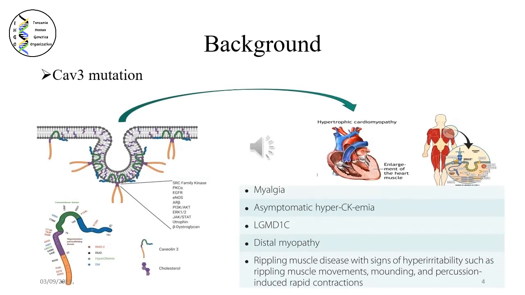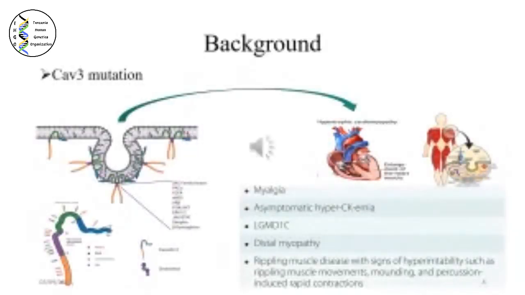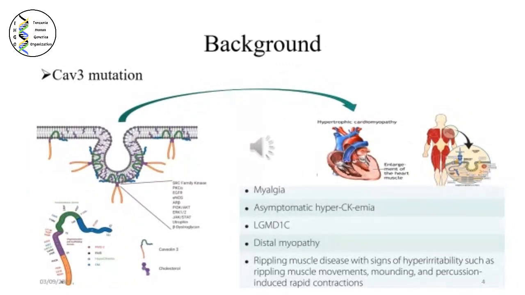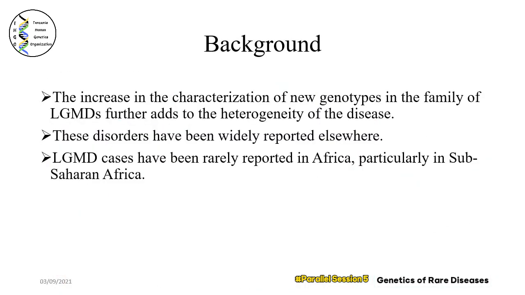So here we present CAV3, a gene with a role not only in the skeletal muscle, but also in the heart. So mutation in this gene can impact the function of this protein at the muscle level and at the heart muscle level, giving some cardiomyopathy, and also affecting the skeletal muscle.